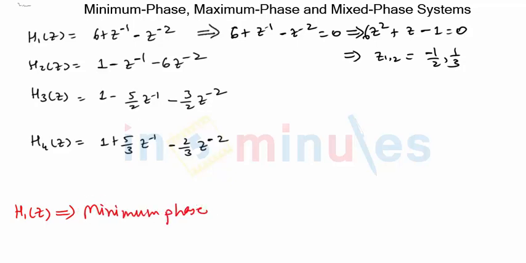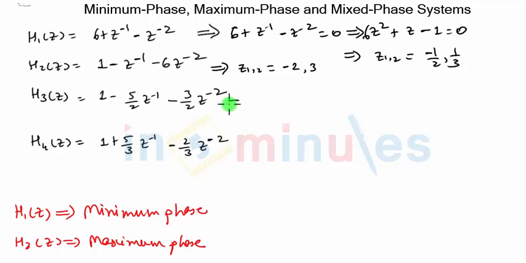Similarly for the second, third and fourth systems, we will keep on finding the zeros. If you equate the second polynomial also to 0, the zeros Z1 and Z2 will be minus 2 comma 3, and because the zeros are outside the unit circle, we conclude that the second system H2(z) is maximum phase.